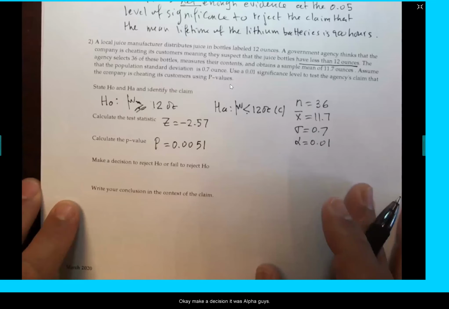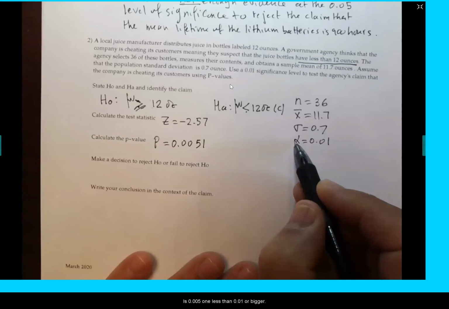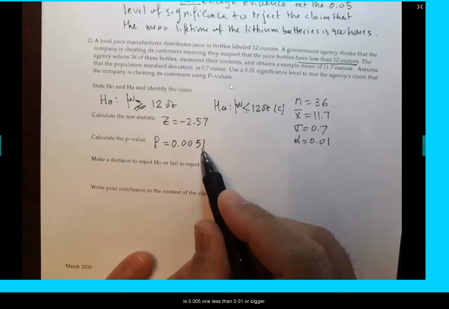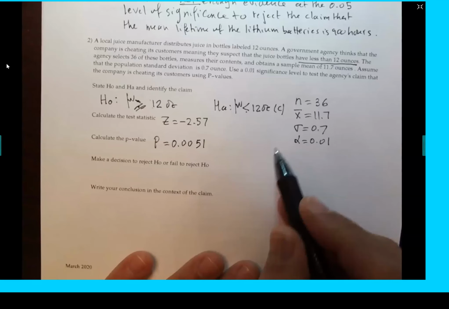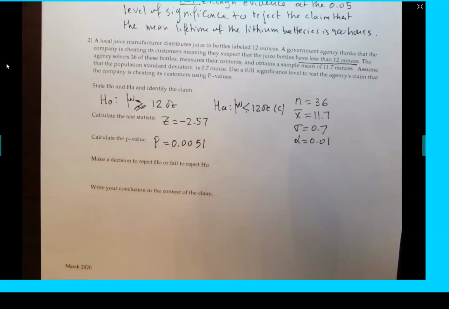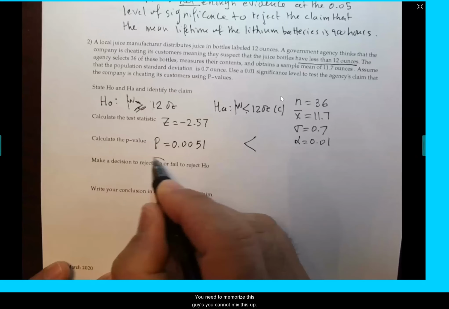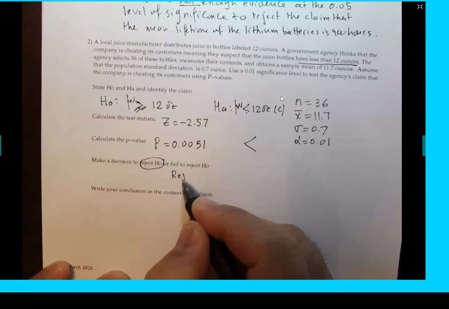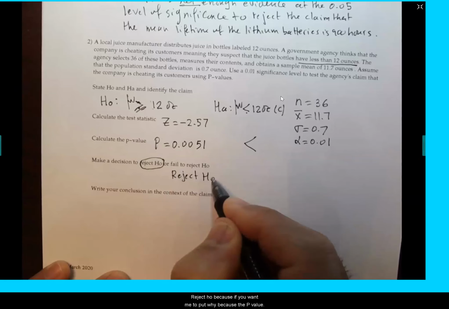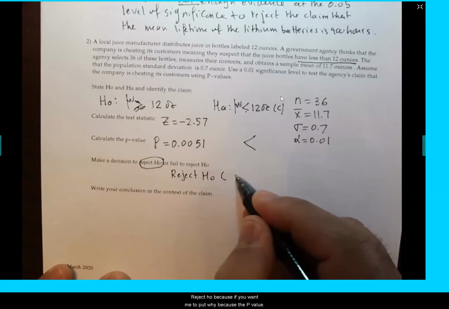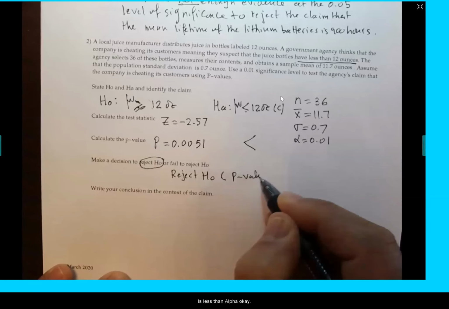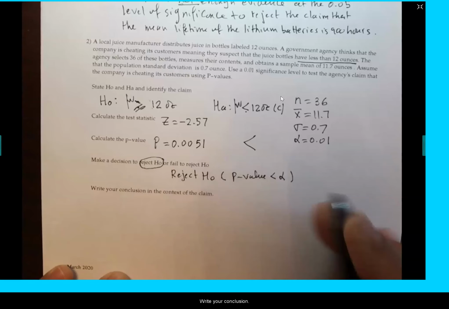Okay, make a decision. Here's alpha, guys. Is 0.0051 less than 0.01 or bigger? Can a student tell me? Well, okay, less than, I agree. And if it is less than, what do we do? You need to memorize this, guys. You cannot mix this up. Reject H0 because, and if you want me to put why, because the p-value is less than alpha. Okay, write your conclusion now.